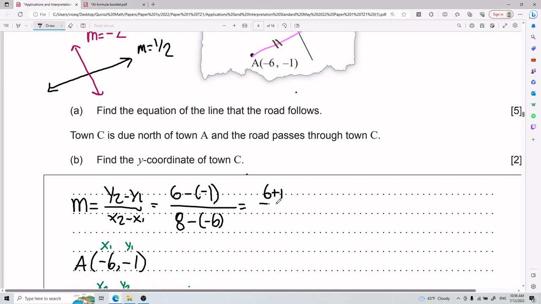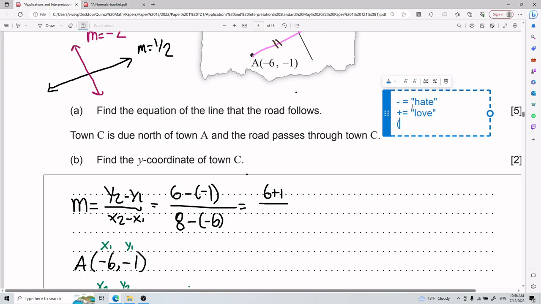If you ever have trouble remembering that double negatives make a positive, here is a trick that I like to use. We're gonna say that negative is going to be hate, all right? And we're gonna say that positive is going to be love. And so, if I have a negative and then a positive, see?